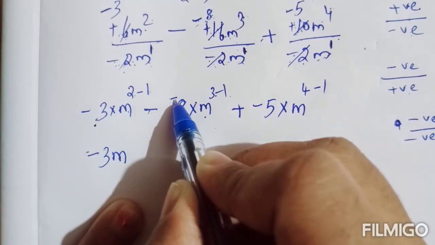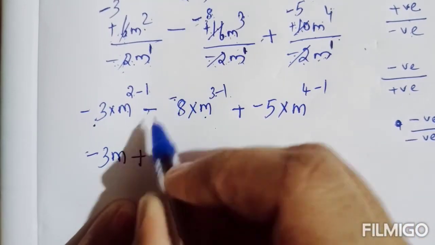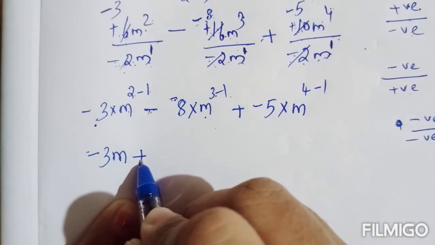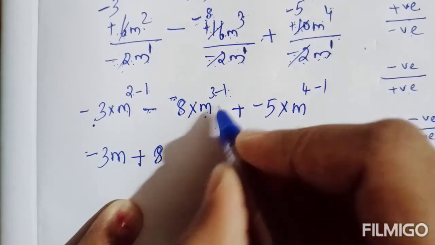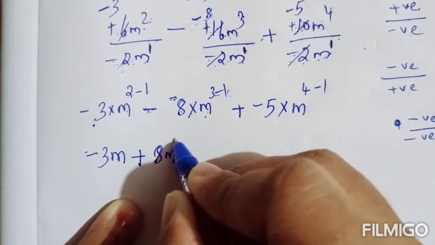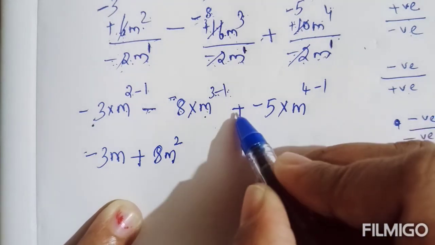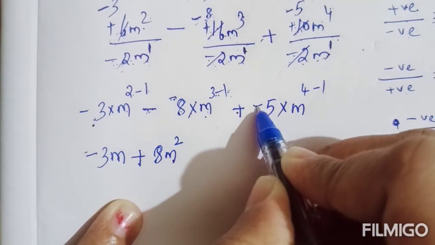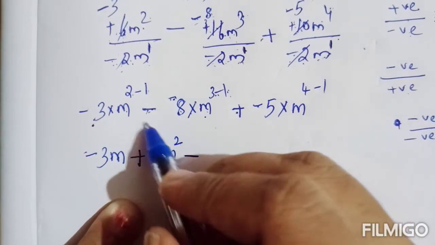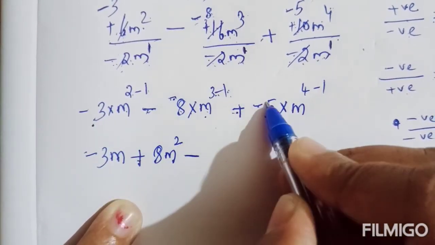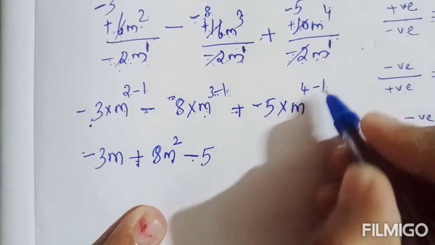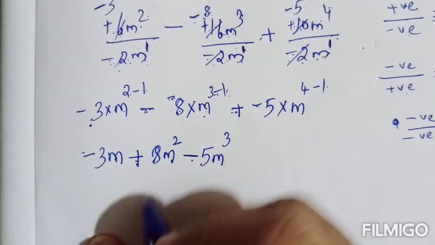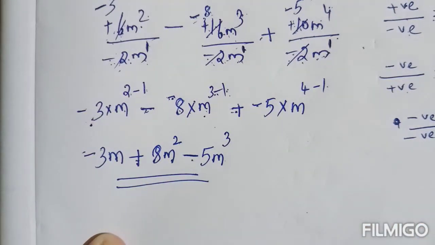Negative into negative is positive. 8 into m raised to 3 minus 1, so 8 m raised to 3 minus 1 is m raised to 2. Now plus of minus is minus. Minus 5 m raised to 4 minus 1 is m raised to 3. So this will be the answer: minus 3m plus 8m square minus 5m cube.